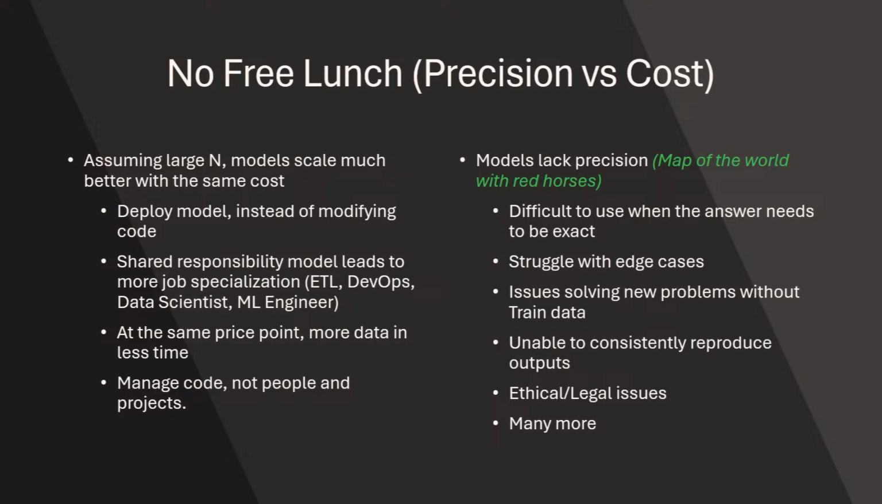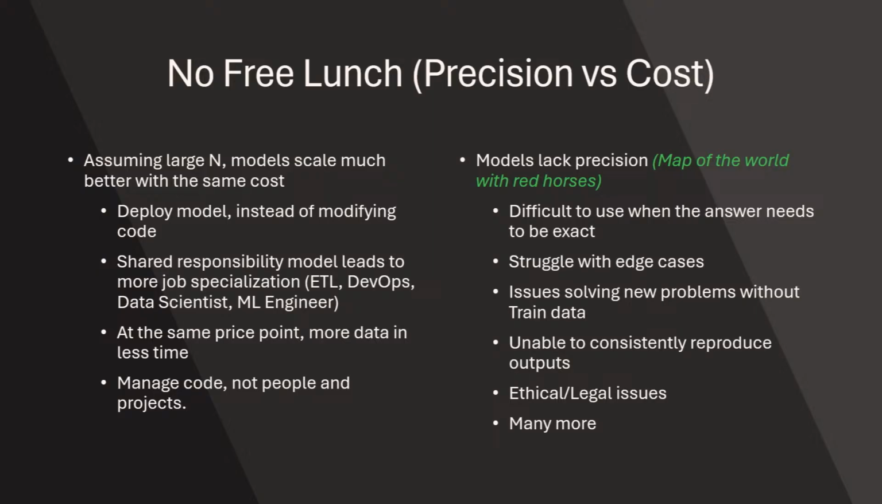One of the big problems with machine learning models is lack of precision. That picture I had of the map and the lobsters earlier, the PowerPoint AI, so I assume some Microsoft product, tried to put a caption on it and told me, map of the world with red horses, because that's what artificial intelligence thought the picture was. Obviously it's the coast of Maine lobsters, so close, not all the way there. And that's the precision issue. It's difficult when the answer needs to be exact.